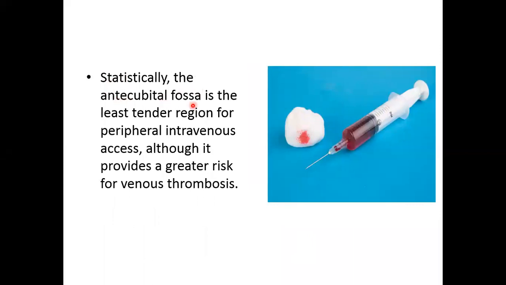Statistics show that the antecubital fossa is the least tender region for peripheral intravascular access, although it provides a greater risk for venous thrombosis. There is a slight risk of venous thrombosis here, but this region, the cubital fossa, is the preferred area for obtaining intravenous access for taking blood samples from the veins and injecting intravenous medication, right? Because it is the area where the patient feels least pain. That's why it is preferred.